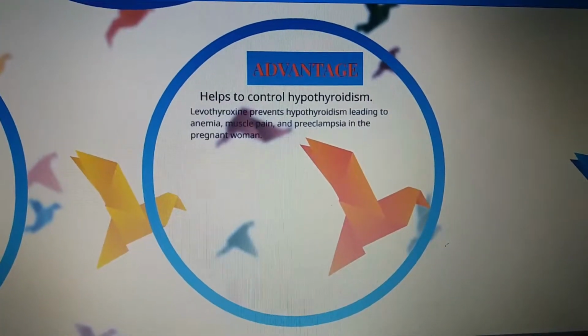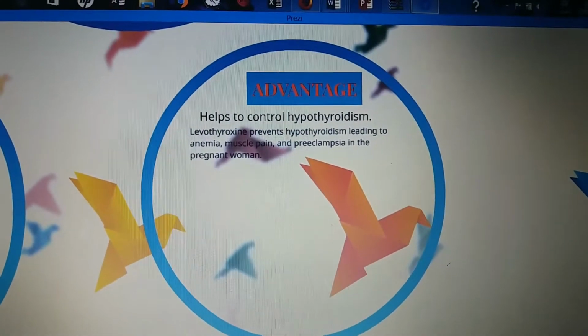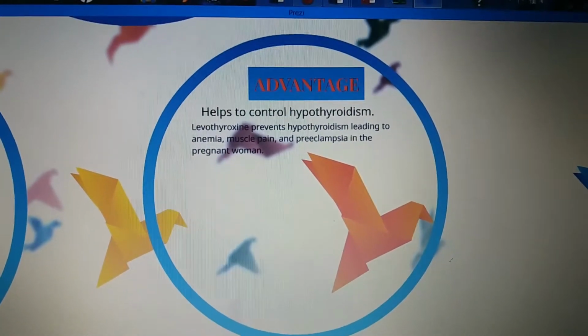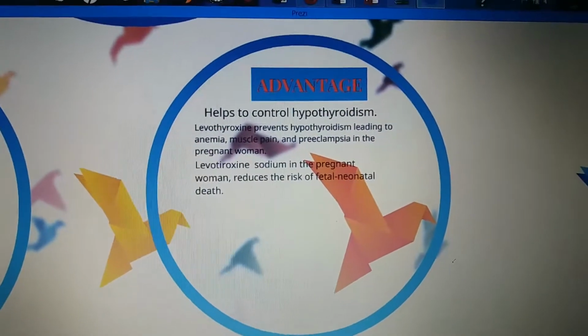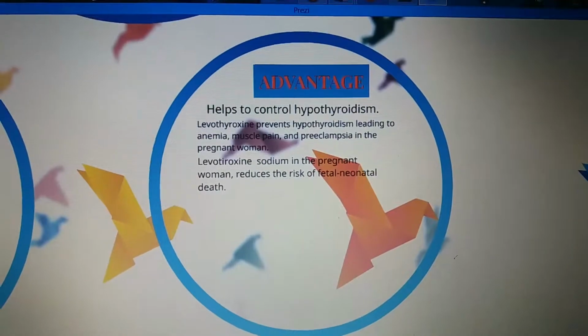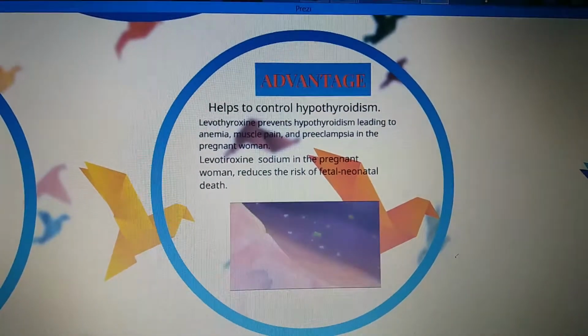They help to control hypothyroidism. Levothyroxine prevents complications of hypothyroidism, leading to anemia, muscular pains, and preeclampsia in pregnant women. Levothyroxine sodium in pregnant women reduces the risk of fetal death.